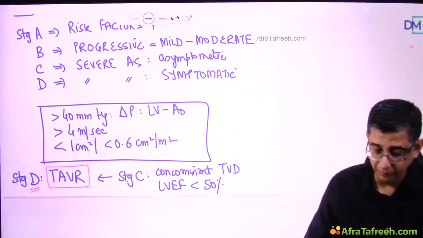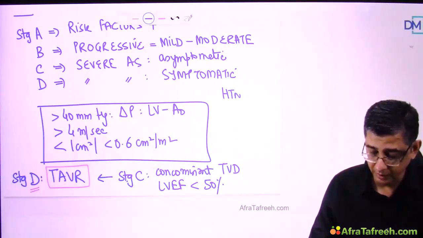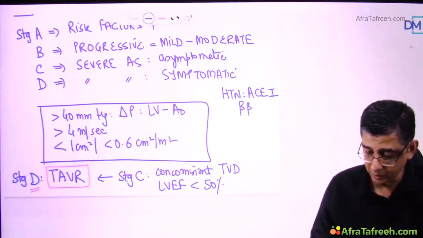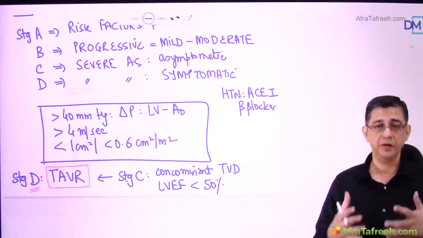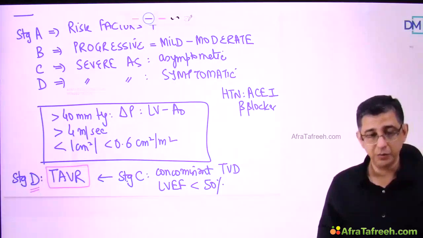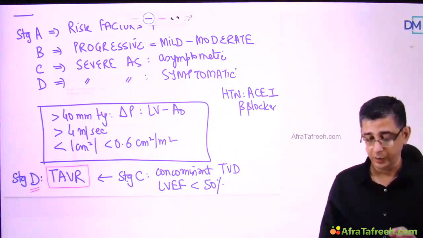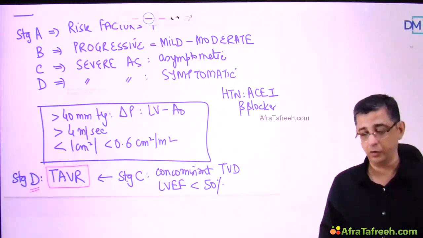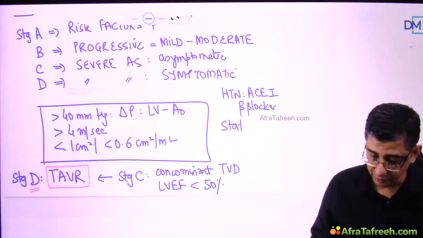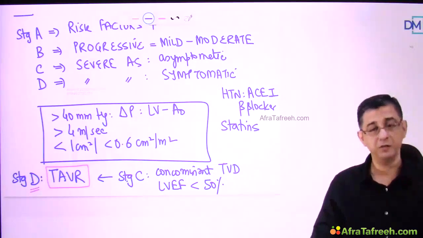Now, what is the treatment for hypertension in these patients? Standard ACE inhibitors and beta blockers are to be given, but we have to keep a watch on the dosage because these patients already have a limited cardiac output. So I don't want to be too aggressive in treating hypertension and end up with increased episodes of syncope in the patient. So hypertension is definitely to be treated, but obviously with a watch on the dosage. And statins are also recommended for these patients because a lot of them are having a triple vessel disease.